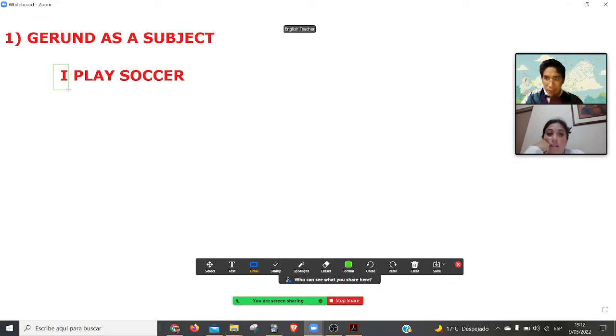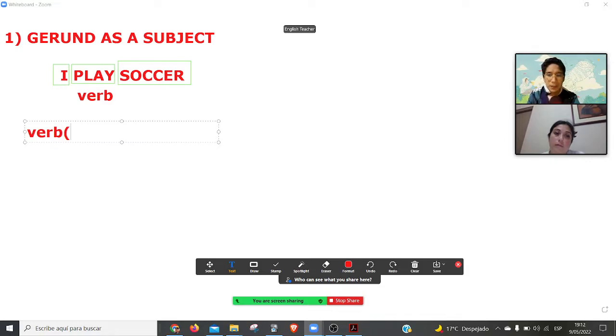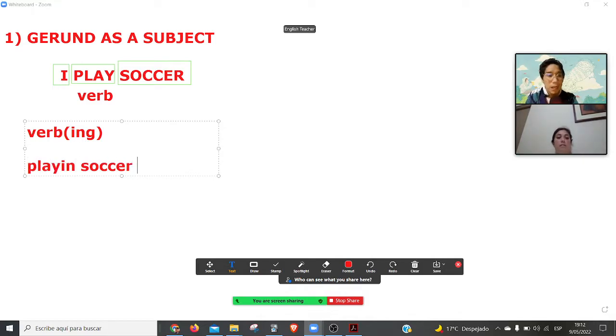Great. And which one is the object? Soccer. So, in this case, the verb play is the action, just a verb. But now, focus on this part. When you add the verb ing, this becomes a noun. For example, playing soccer is good for you.